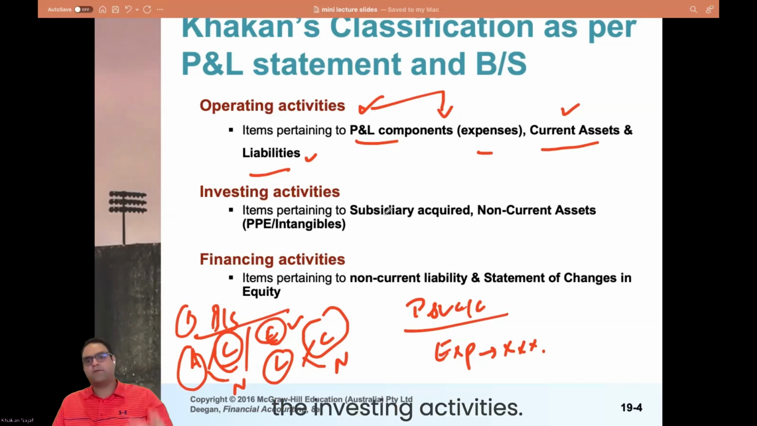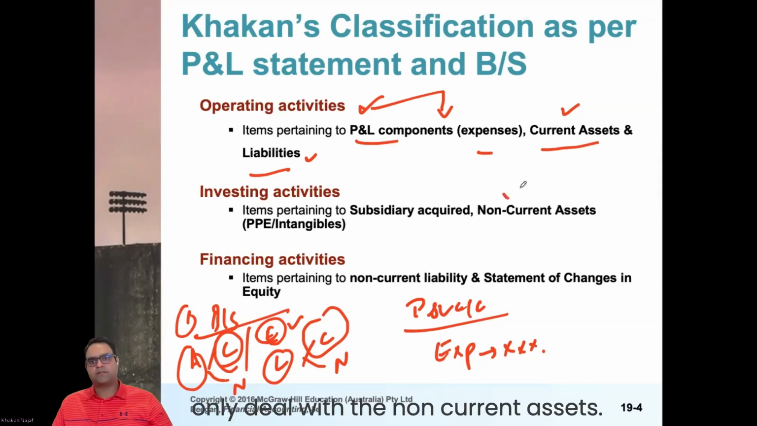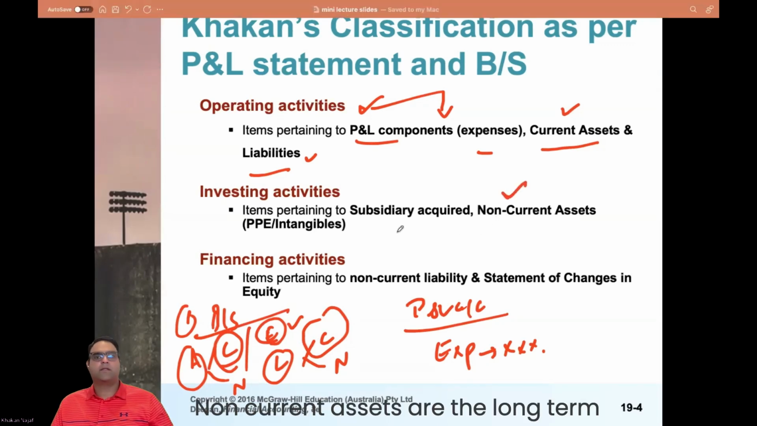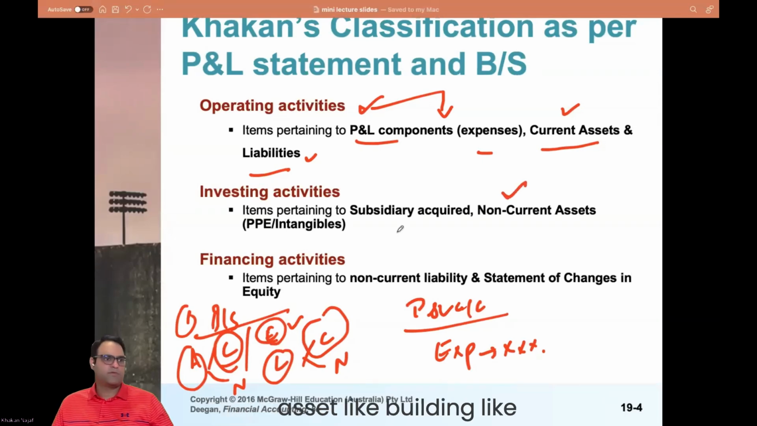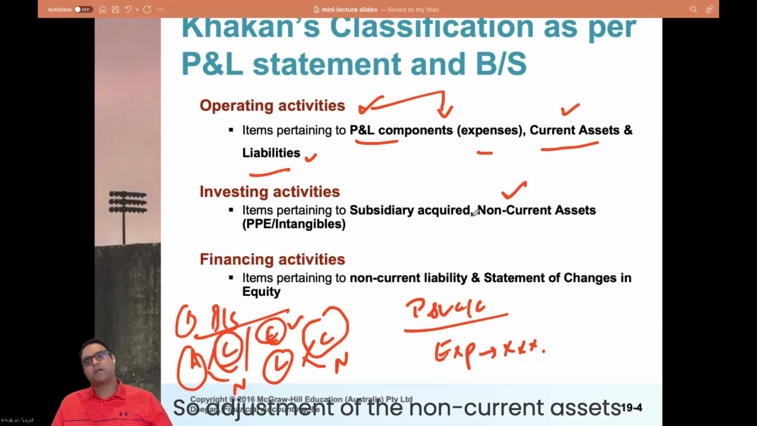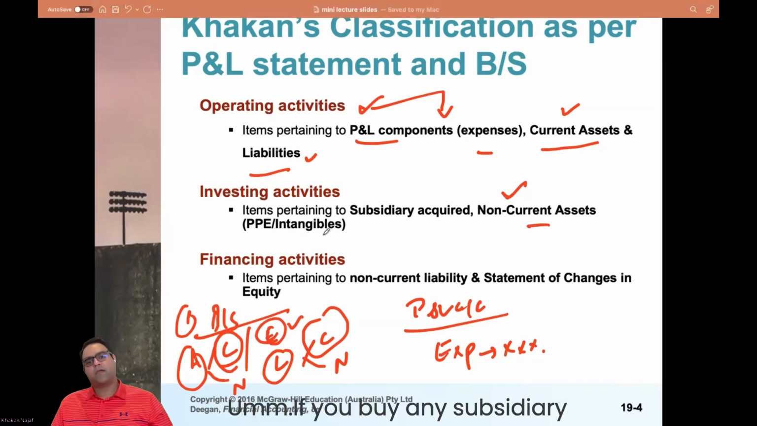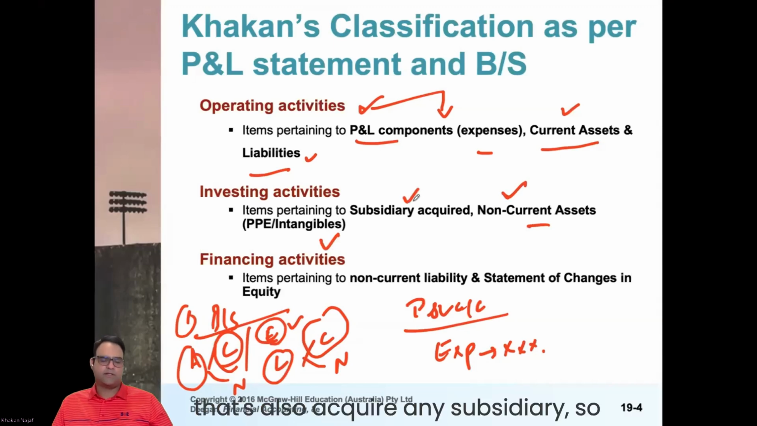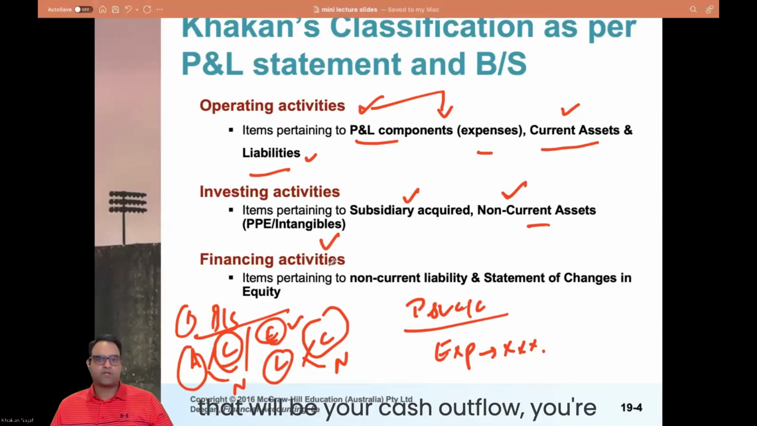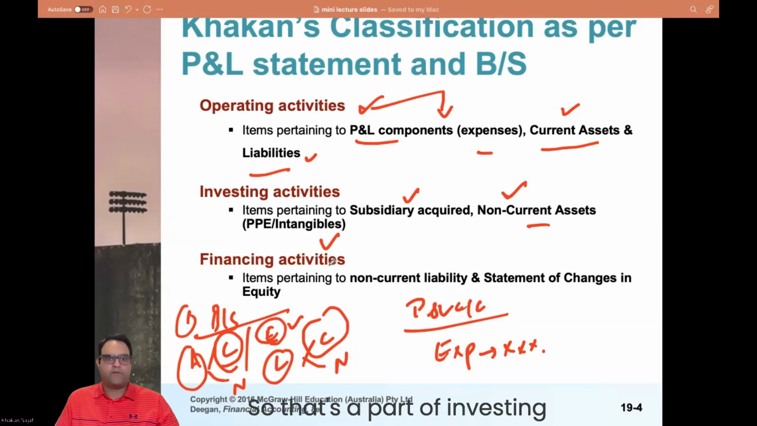Then the investing activities, that's pretty much straightforward. They only deal with the non-current assets. Non-current assets are long-term assets, like building, like machinery, like anything you buy or sell, or any profit on it, or any cash you get from the selling of those non-current assets. So adjustment of the non-current asset is also available in later slides. If you buy any subsidiary, that's acquiring a subsidiary, so that will be your cash outflow. You're paying cash to buy a subsidiary. That's a part of investing activities.